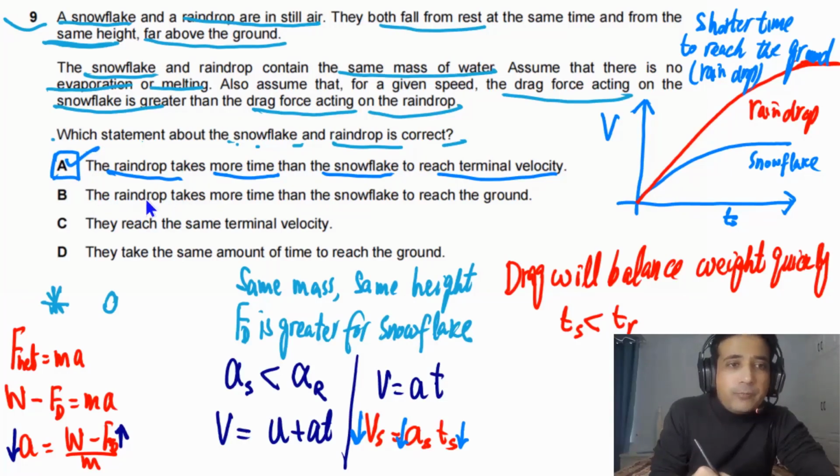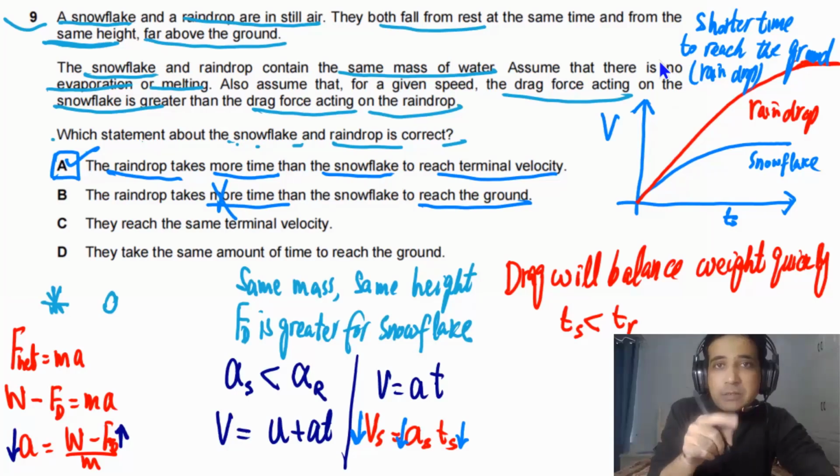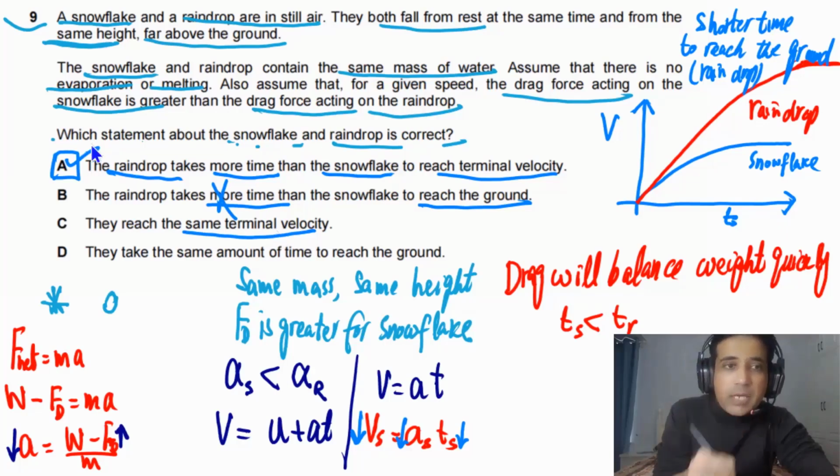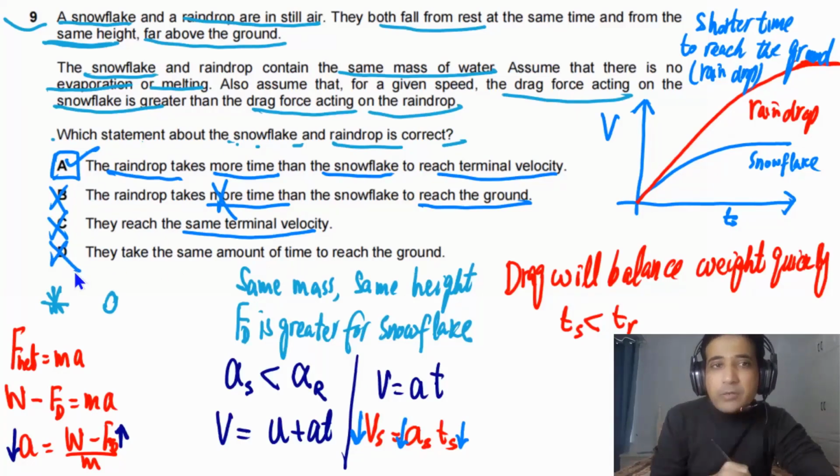Now if we go to this option B, raindrop takes more time to reach the ground? No, it takes shorter time, as you have seen in demonstration. For part C, they reach same terminal velocity? No, raindrop terminal velocity is higher, so this is also not possible. They take the same amount of time to reach the ground? No, raindrop take shorter time. So answer for this question is A. I hope this concept is clear to you.